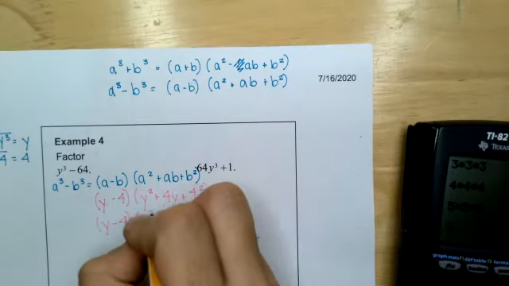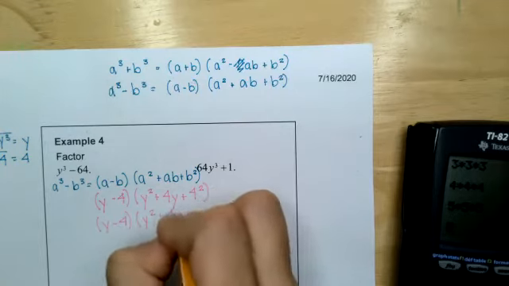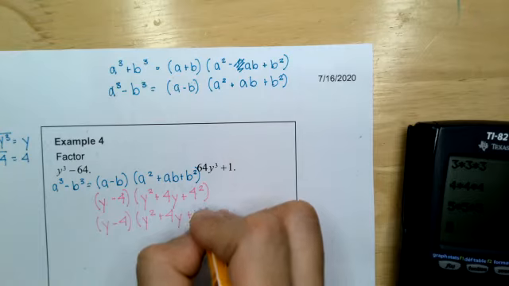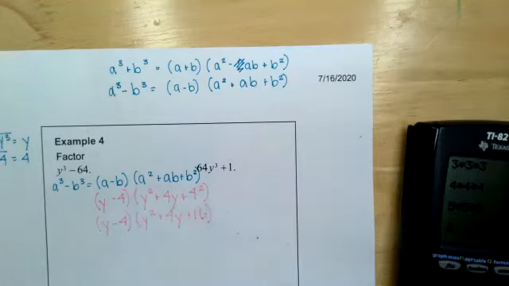Leave it as y squared, 4y, and then 4 squared is 16. So you are left with y minus 4 times the quantity y squared plus 4y plus 16. Good.